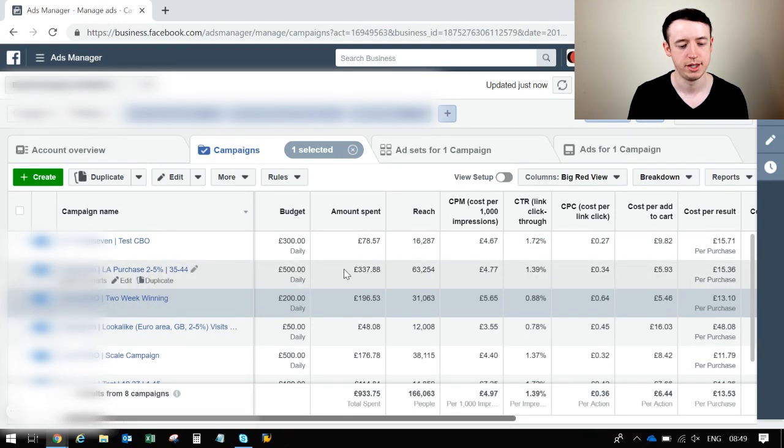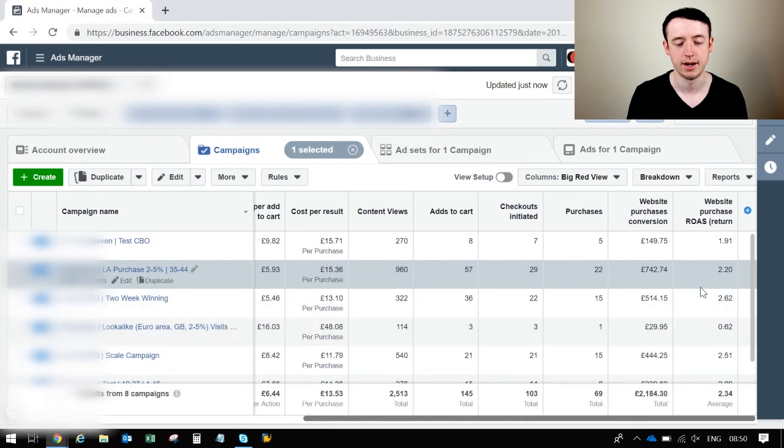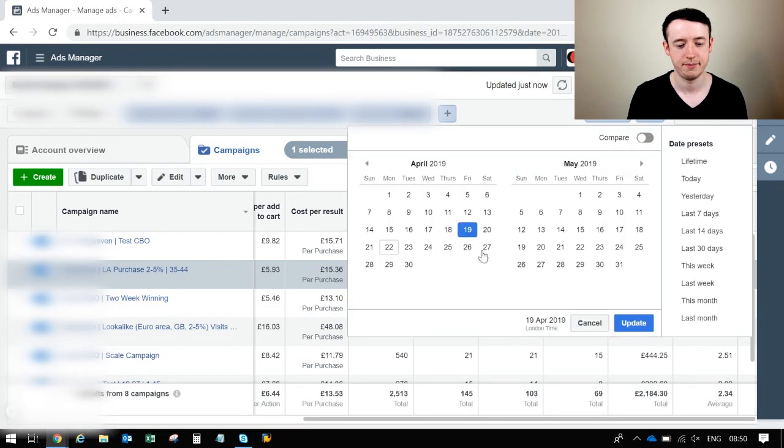This was actually a new campaign that I'd set for purchase lookalikes, 2 to 5%, because basically what I found was within my 2-week winning and in my Super CBO campaign, my ad set for lookalike purchases for 2 to 5% audience range were the ones that were doing the best ROAS. So I actually duplicated that and put them into their own campaign at £500 a day budget, but with that bid cap at 75%. And within that day, we spent 337 on that and did 2.2 ROAS. And at this point, we're getting 145 add to cart, 69 purchases a day.